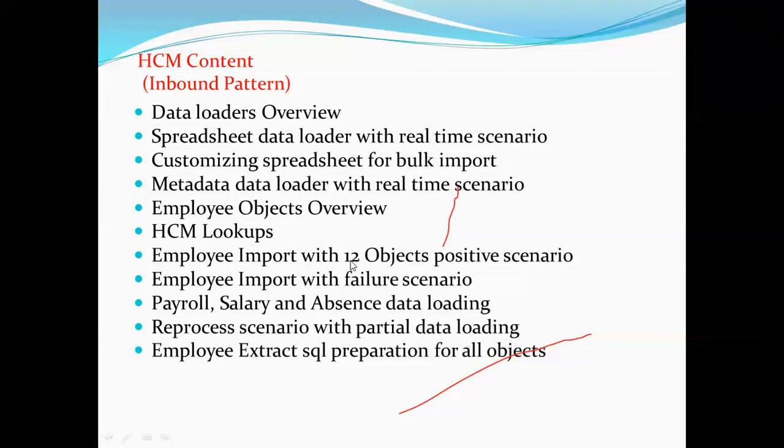And we'll see the employee import with the 12 objects, which is the positive scenario. Here 12 objects, nothing but you can load worker details, email details, relationships, phone details, address details. The way we do have 12 objects available, we'll work with those employee imports. And we'll see the failure scenarios, how we can recover the data and how we can find the errors and how to re-import the same. And we'll see the payroll, salary, and absence data loading, and reprocess scenarios with the partial data loading, and employee extract SQL preparation for all the objects.